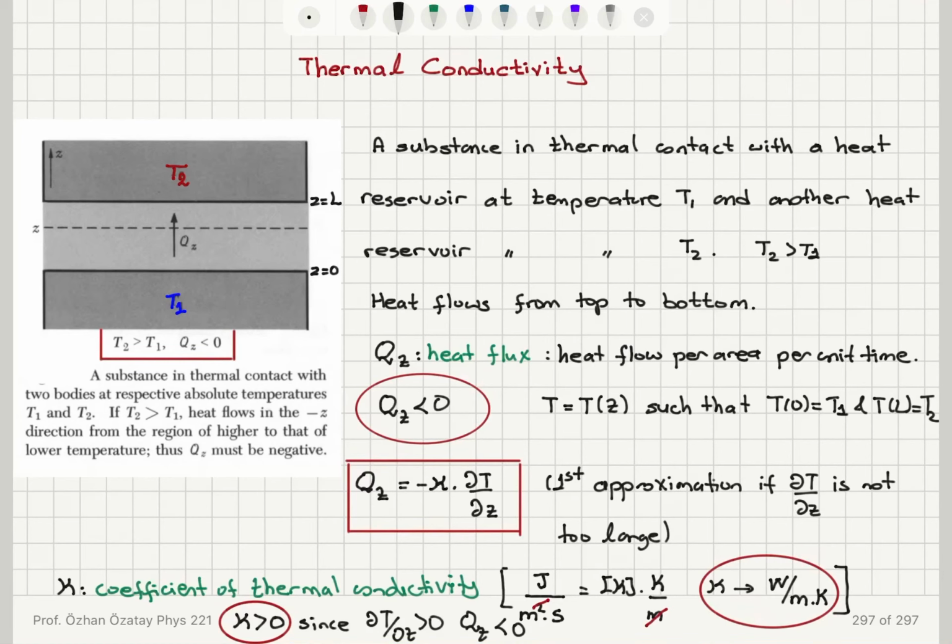And this linear relationship between temperature gradient and heat flux is correct to a first approximation if the gradient is not too large. And kappa is called the coefficient of thermal conductivity. It is measured in units of watts per meter Kelvin in SI units, and it's always a positive quantity.